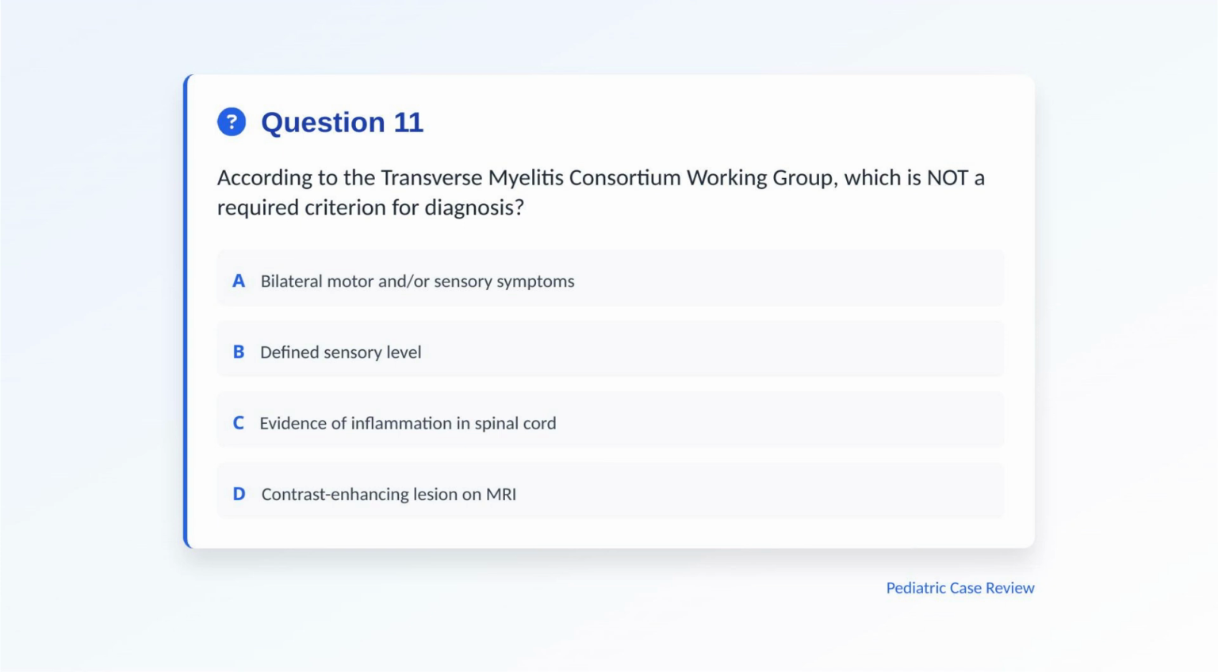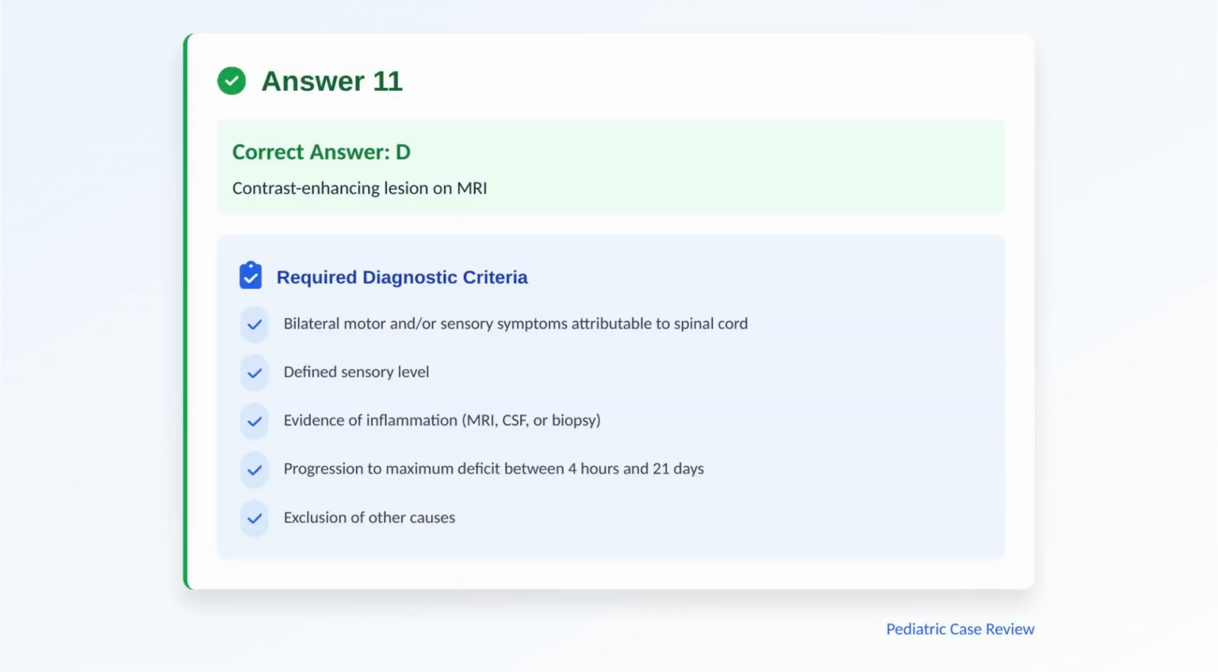According to the Transverse Myelitis Consortium Working Group, which is not a required criterion for diagnosis? A. Bilateral motor and/or sensory symptoms. B. Defined sensory level. C. Evidence of inflammation in spinal cord. D. Contrast-enhancing lesion on MRI. The correct answer is D.